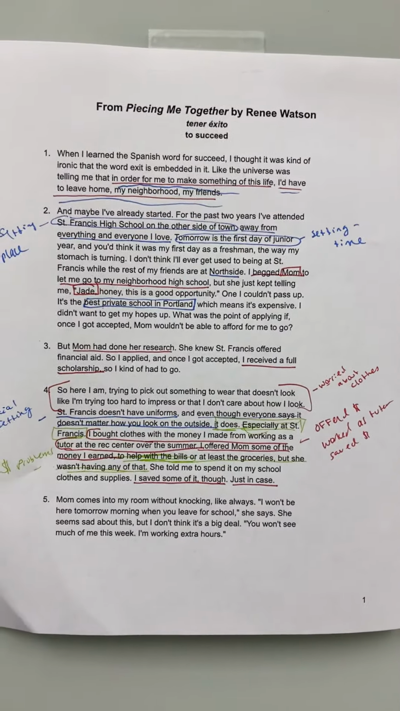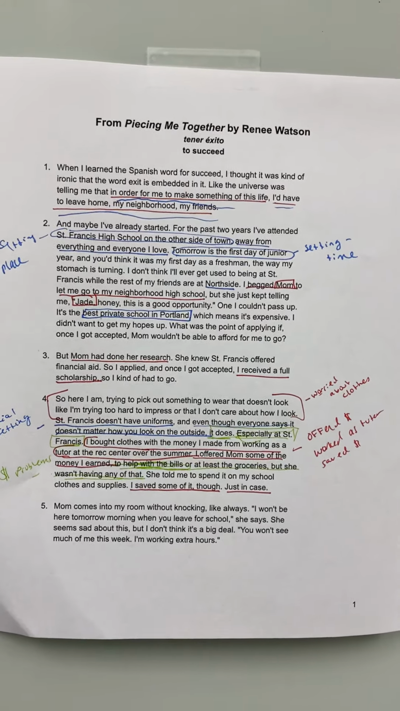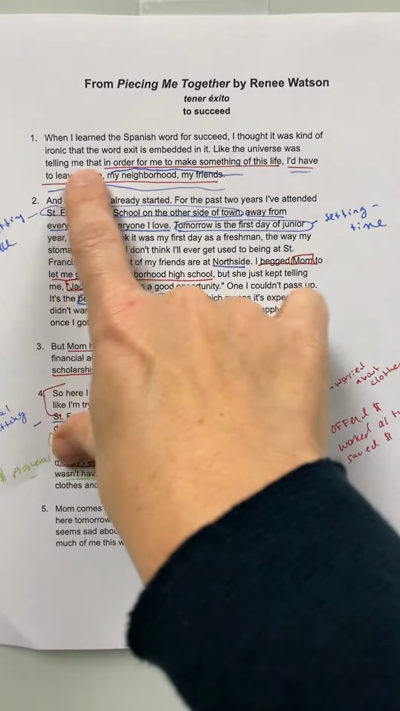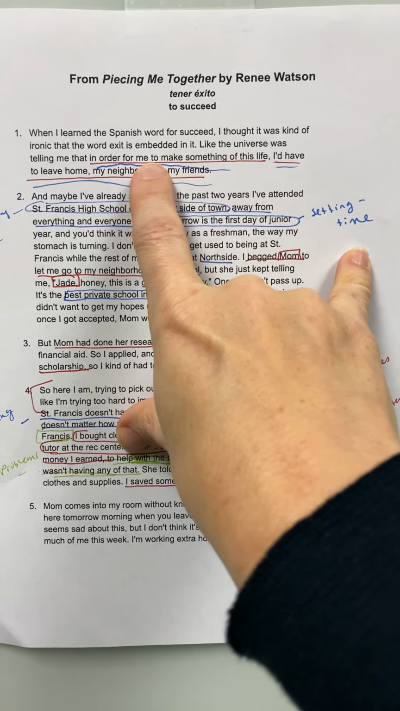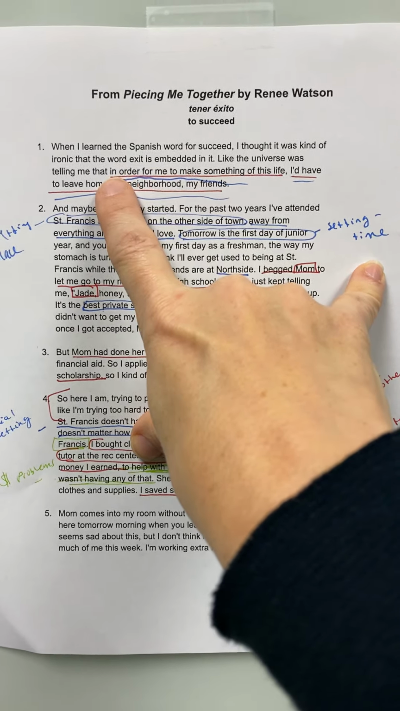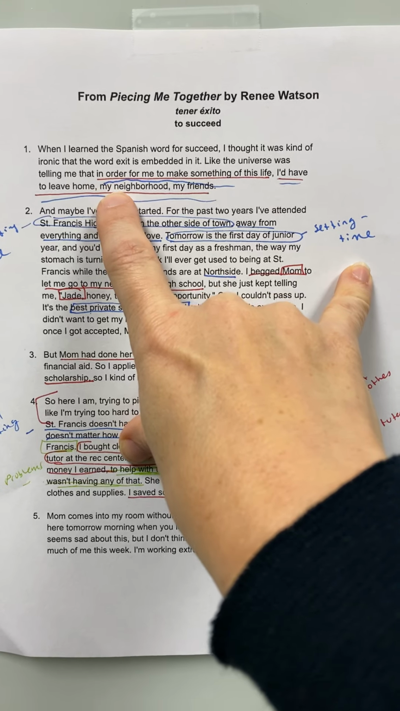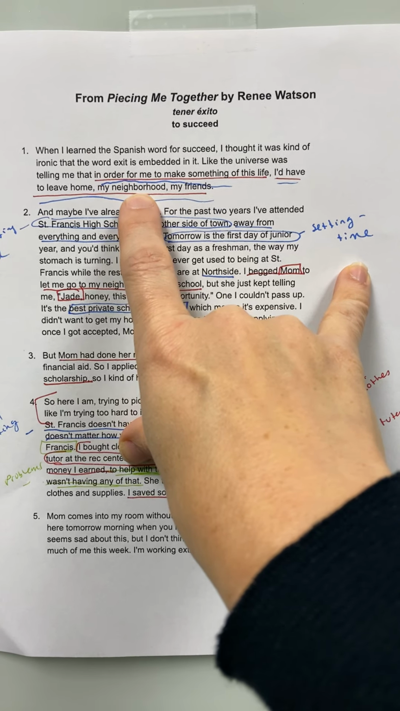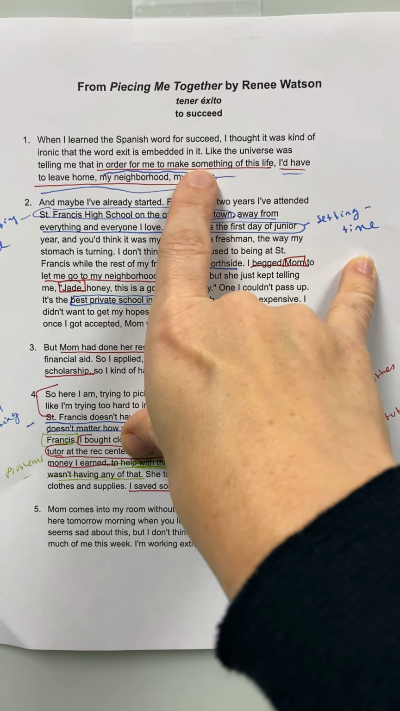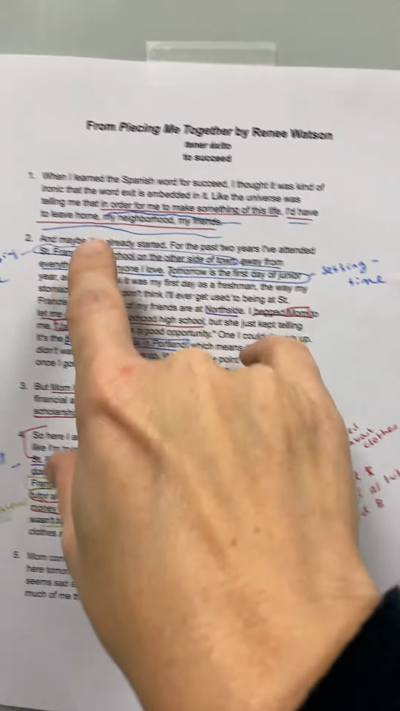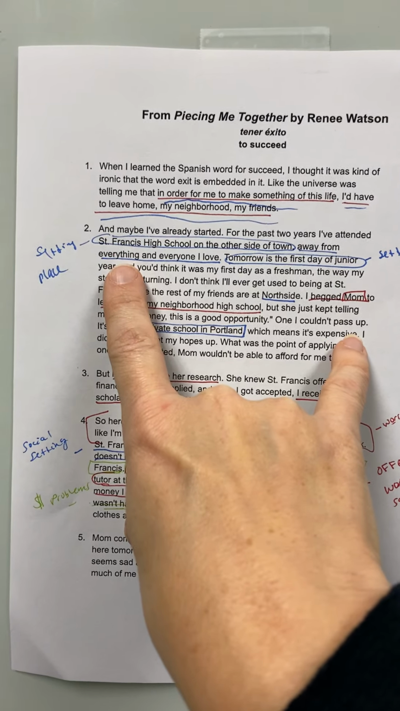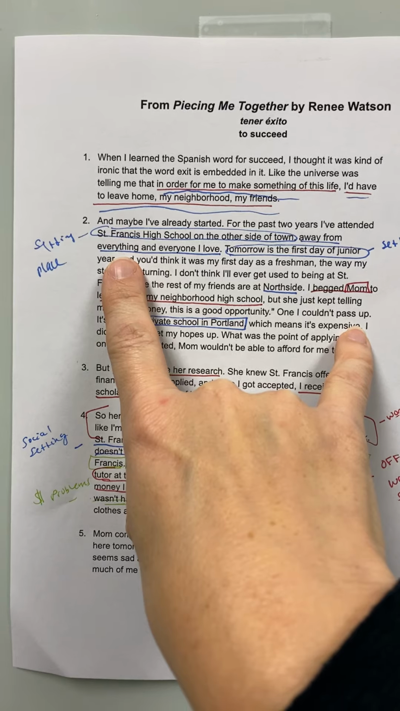So I would read paragraphs 1 through 3 out loud to the kids, and then I would talk to them about what I'm jotting about. So the first thing I've underlined here is this piece, and I think that counts for character and setting. I know that this narrator is going to have to leave home, neighborhood, friends to make something of life. And so over here, I can write something about leaving home. I'm not going to get into the inferences yet, just filling in that first column.